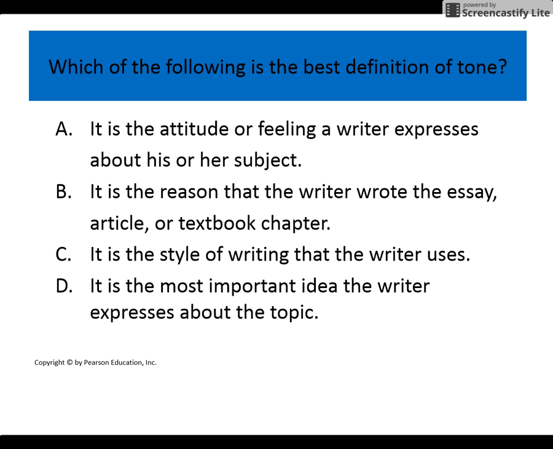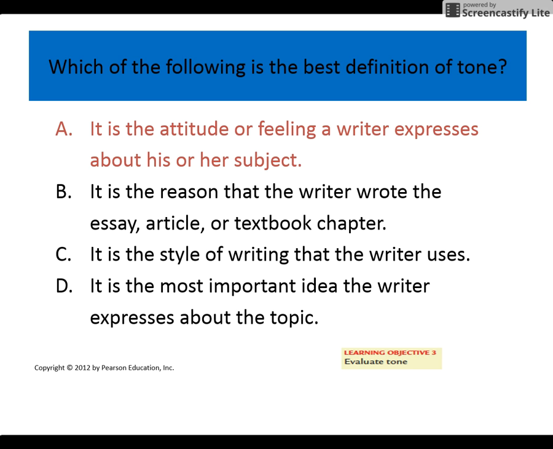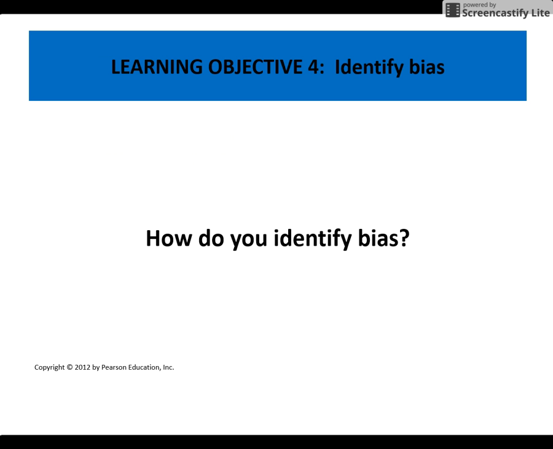Now, definition of tone. Which out of these four choices really depicts the meaning of tone? Well, you should have selected A, okay? It is the attitude or feeling a writer expresses. It's not what you get from the text, it's what the author is saying within the text based off of the key words. It's all about the key words in the text.